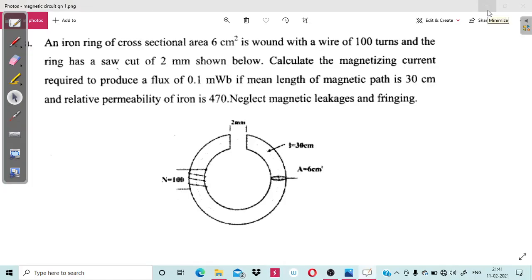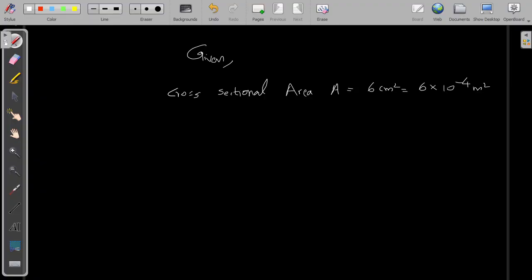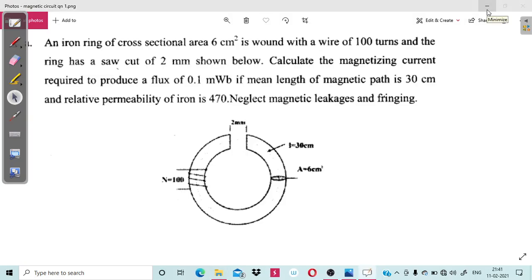and is wound with a wire of 100 turns like this as shown in this figure. So number of turns of the coil is capital N, that's equal to 100, and the ring has a saw cut of 2 mm shown below. Calculate the magnetizing current required to produce a flux of 0.1 milliweber.